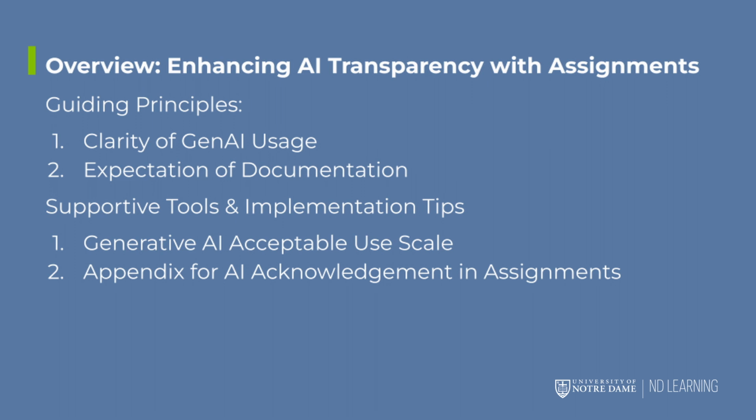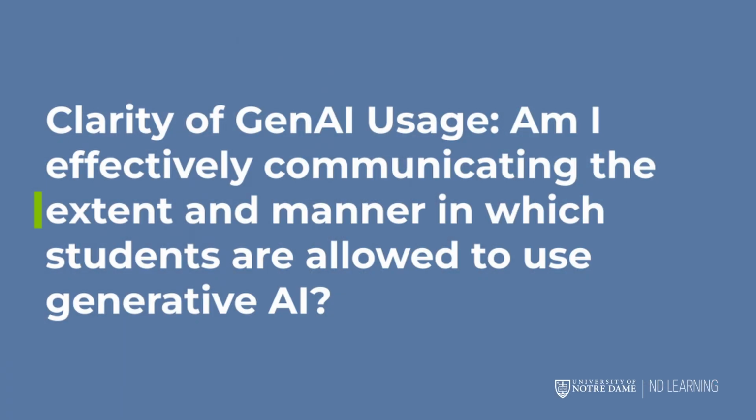instructor's clarity of generative AI use and expectations for documentation. We'll explore two supportive tools: the Generative AI Acceptable Use Scale and the AI Acknowledgment and Assignment Appendix. So let's get started. The first guiding question on clarity of generative AI usage is, am I effectively communicating the extent and manner in which students are allowed or not to use generative AI?